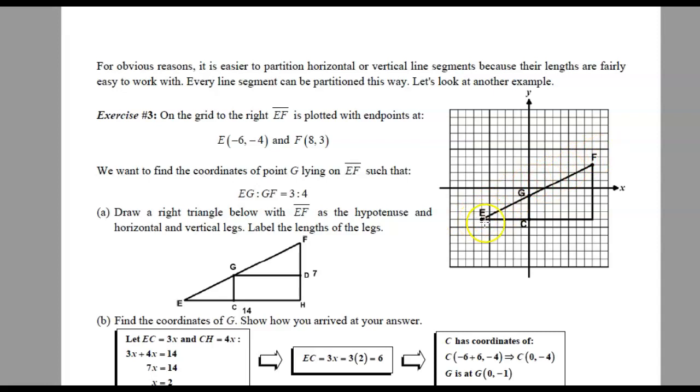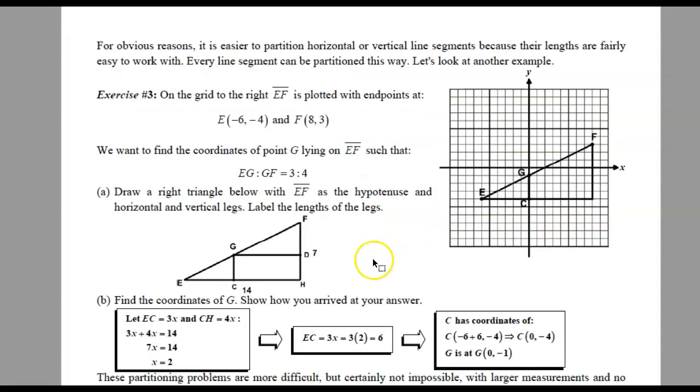All right. So if I've got 14 going across, that means 3x and 4x has to add up to 14. So looking at that, it's saying that x equals 2, and therefore 3 times 2 gives me 6. I'm going to travel 6 units this way. All right, so I can locate point C first rather than locating point G first.